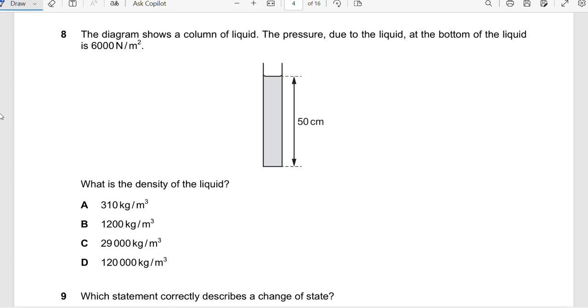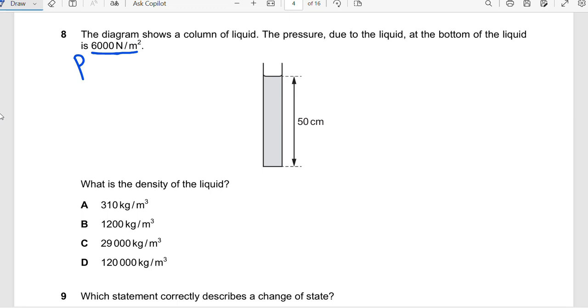Question 8 says the diagram shows a column of liquid. The pressure due to the liquid at the bottom of the liquid is 6,000 newton per meter squared. This is the pressure, and yes, it's P. Pressure is P, momentum is P, and guess what? Power is P. How do I differentiate? Depending on the context, guys. So here, what is the density of the liquid?